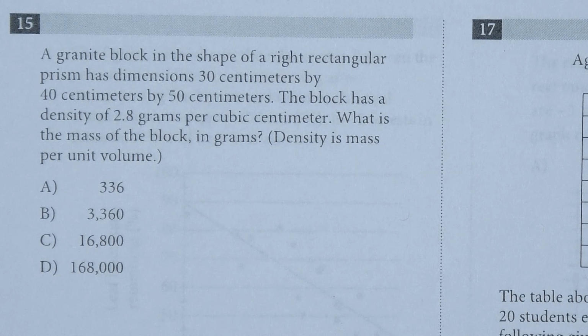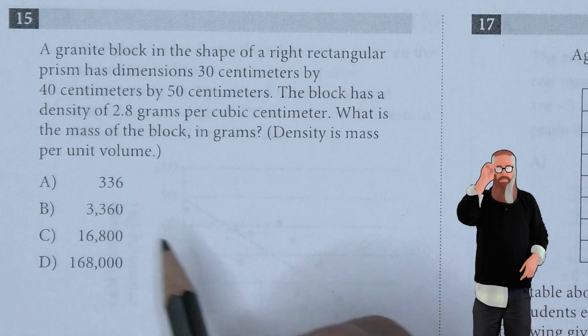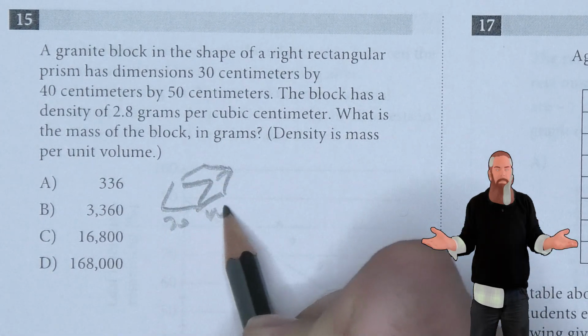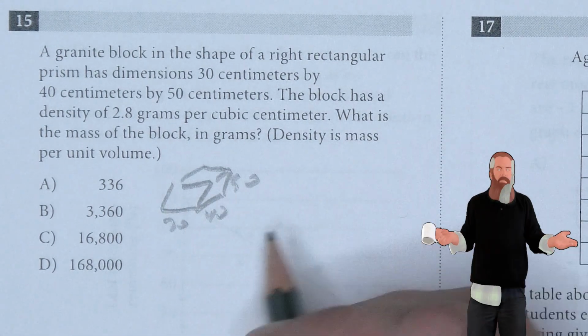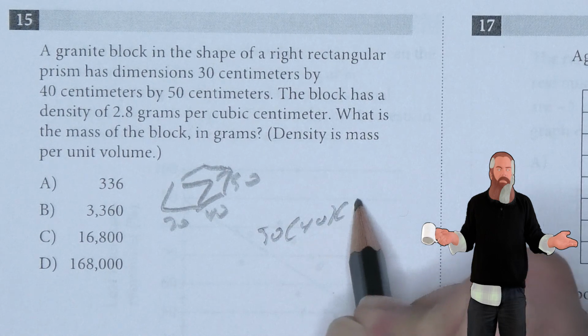The block has a density of 2.8 grams per cubic centimeter. What is the mass of the block in grams? Now, density is a mass per unit volume. So I'm looking at some kind of block that is 30 by 40 by 50. Length times width times height, which would give me 30 times 40 times 50.